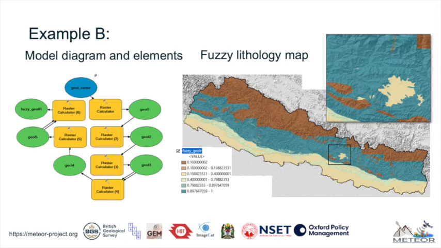The resulting fuzzy lithology map shows each pixel associated with the lithology class taking the value indicated in the fuzzy membership function, which is the weight resulting from the frequency ratio and expert elicitation analysis.